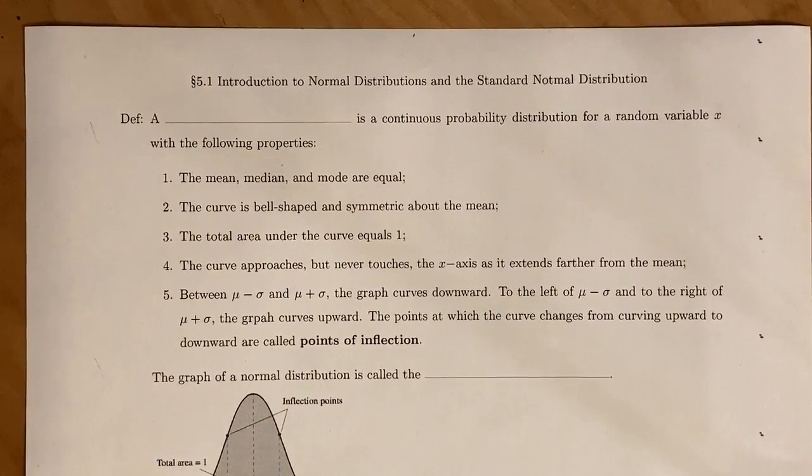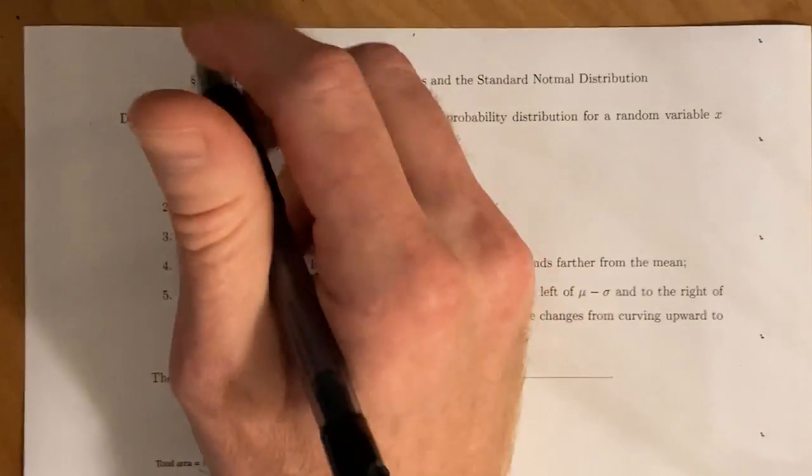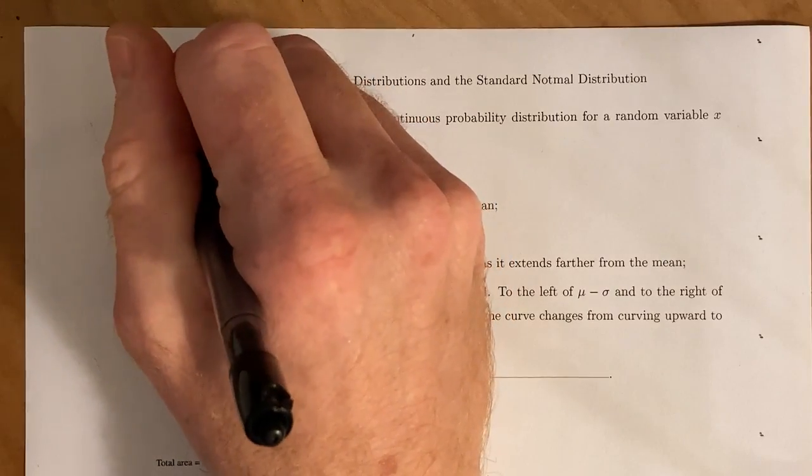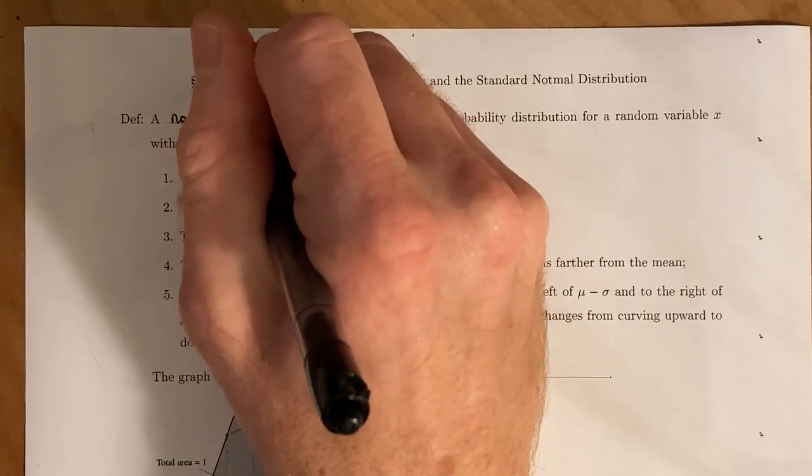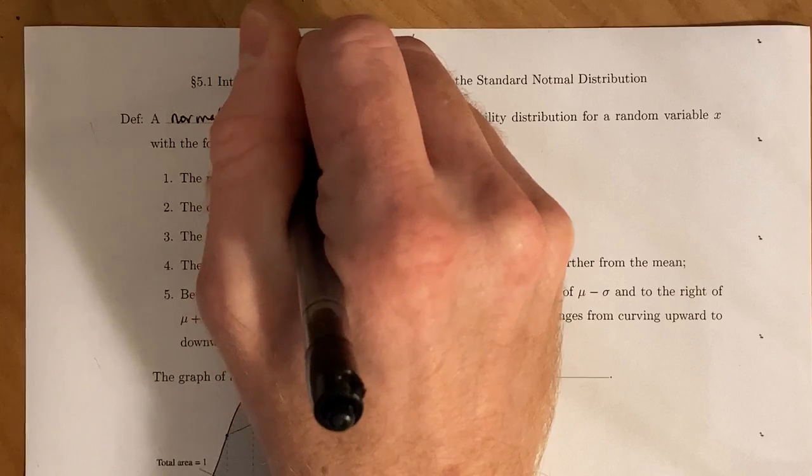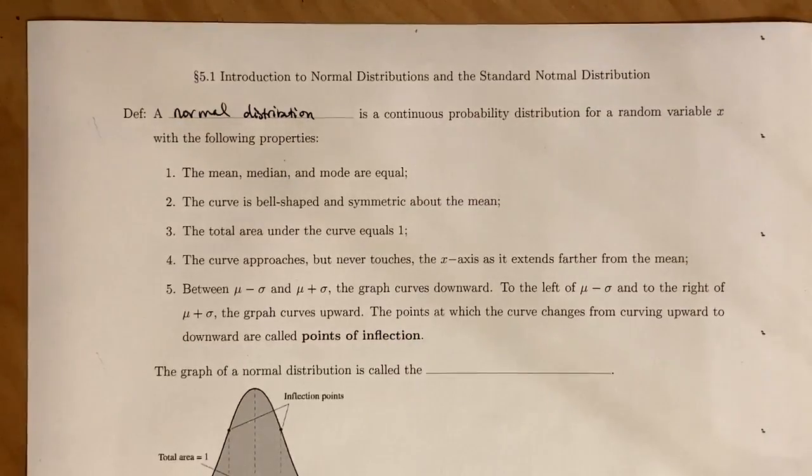In chapter 4, we introduced the idea of a probability distribution, and then we studied discrete probability distributions. In chapter 5, we're going to be studying continuous probability distributions, and to study those, we are going to look at these things called normal distributions first. So a normal distribution is a continuous probability distribution for a random variable x with the following properties.